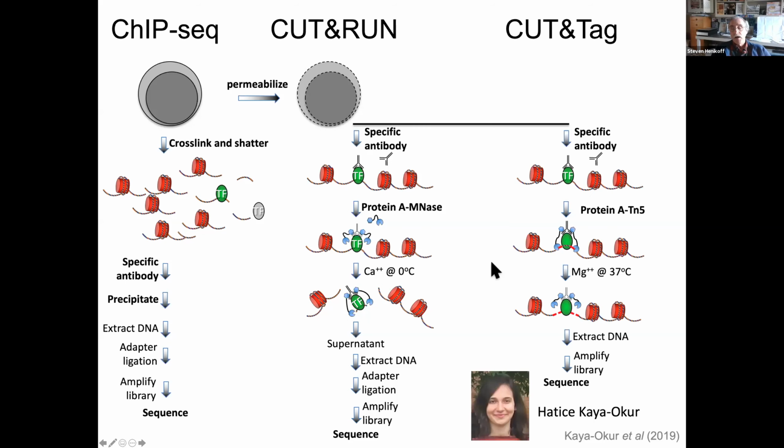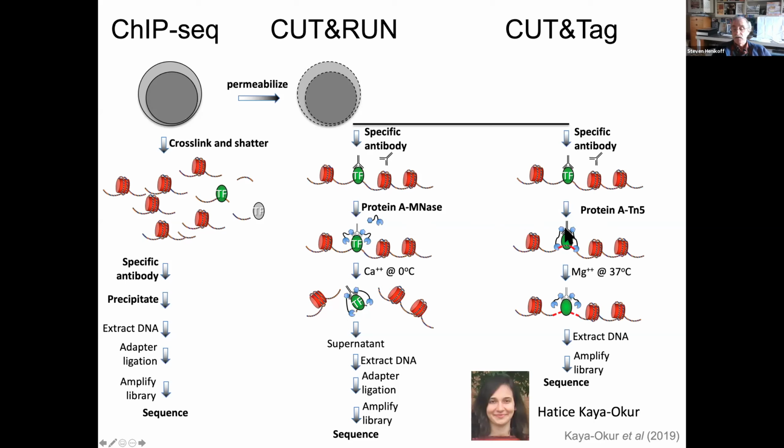Now, with CUT&Tag, and this is work that was initiated by Hatice Kaya-Okur when she was a postdoc in the lab, we substitute protein A-Tn5 for protein A-MNase. Tn5 is a cut and paste transposase that you may be familiar with because it's the basis for the Illumina Nextera system and also for the popular ATAC-seq method, but here we're tethering.